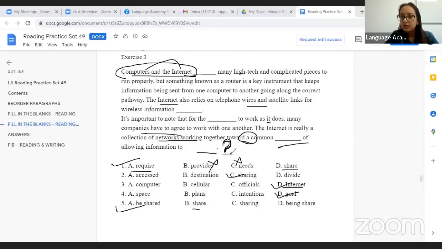Do we not need noun sharing? Is noun. No, sharing is being used as a noun here. Sharing is not the verb here. This is satellite link. What do we need satellite links for? We need satellite links for wireless information sharing. It's a process. Wireless information sharing is the name of the process. So that is why it will be a noun. Right?